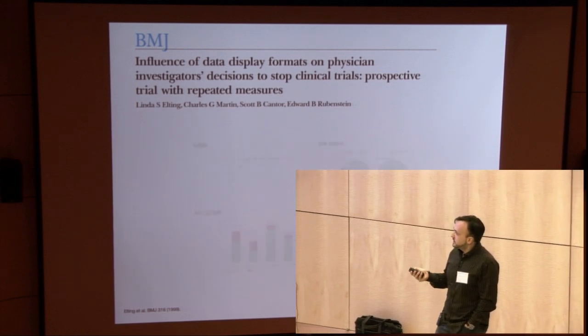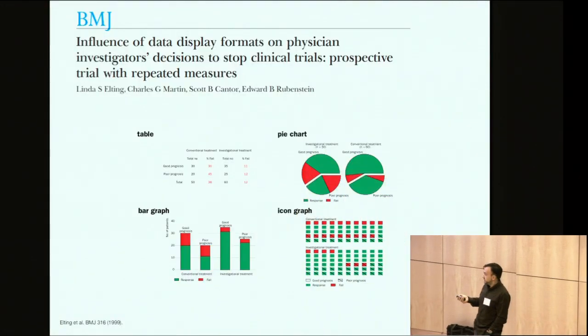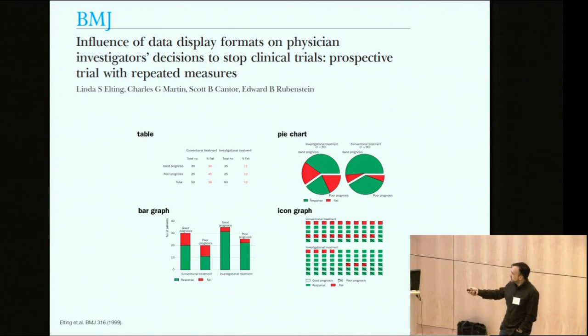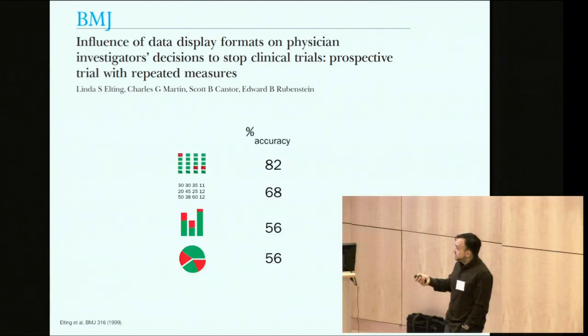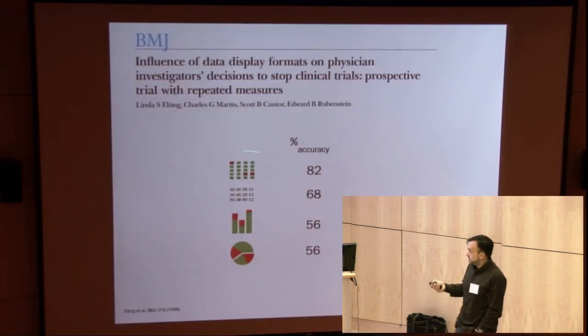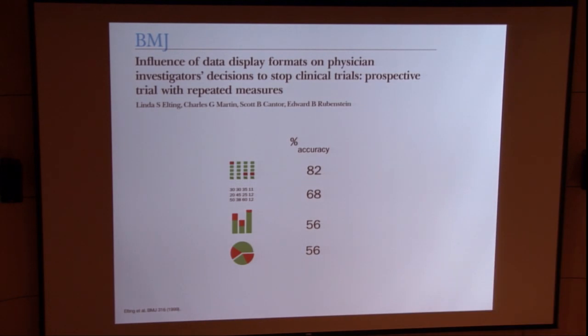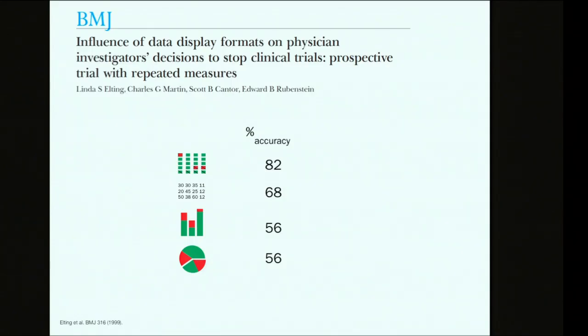So in this study, doctors were shown four different kinds of visualizations, data encoded in four different ways. And they were asked to make a decision about patient therapies based on what they saw. So they were shown a table, a pie chart, a bar chart, and this icon graph. And then they were evaluated on the accuracy of their decisions. And 82% of them were accurate with the icon graph, and the other visual forms led to less accurate performance.